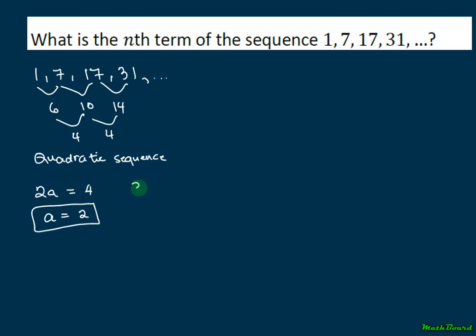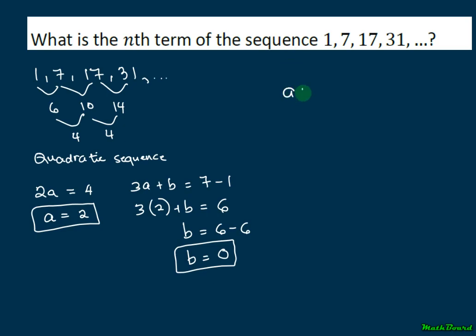Then we have 3a plus b is the second term minus the first term. The second term is 7, the first term is 1, and our a is 2, so 3 times 2 plus b is 6. So b equals 6. 3 times 2 is 6, so minus 6. Therefore, b equals 0.